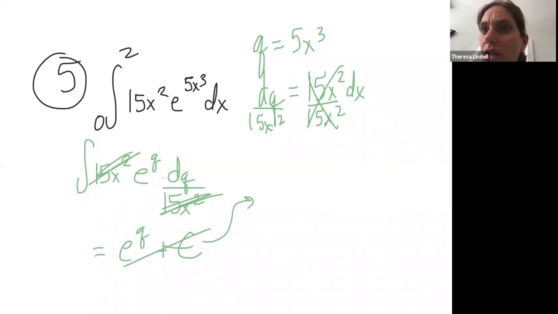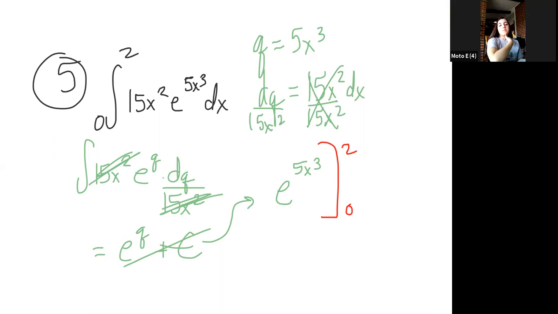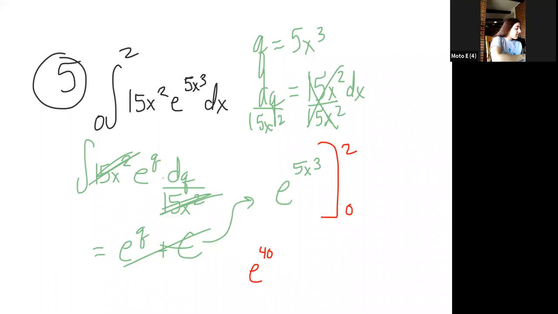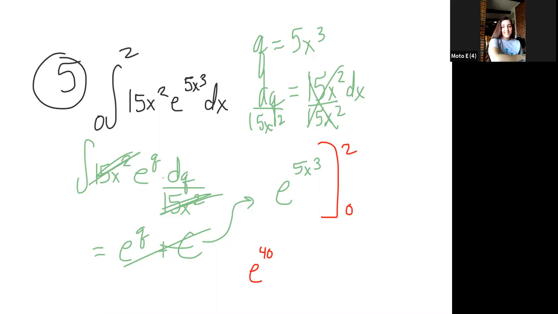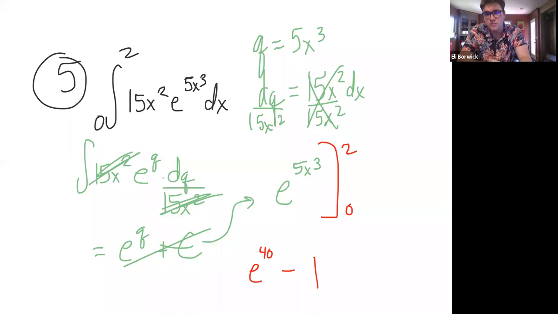I'm going to come over here and I'm just going to say, okay, this is e to the 5x cubed, because that was the u. And then I'm going to say this is from 0 to 2, and this is the non-calculator portion, so we can just leave it unsimplified, right? So what happens if we plug a 2 in? You get e to the 40 because it's 5 times 8. Nice. That is huge. I wouldn't want to type that in my calculator anyway, because e to the 40 is ginormous. Yeah, it's something like 2.4 times 10 to the 17th. And then when you plug in 0, you just get e to the 0, which is 1. So this is your final answer on that one.